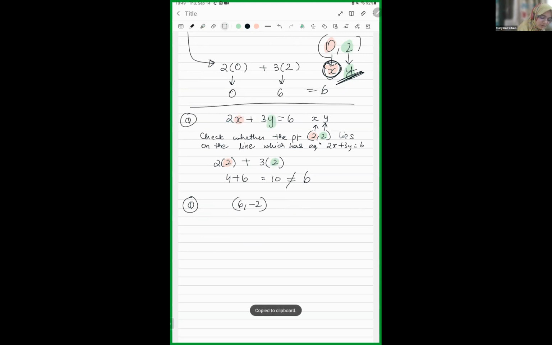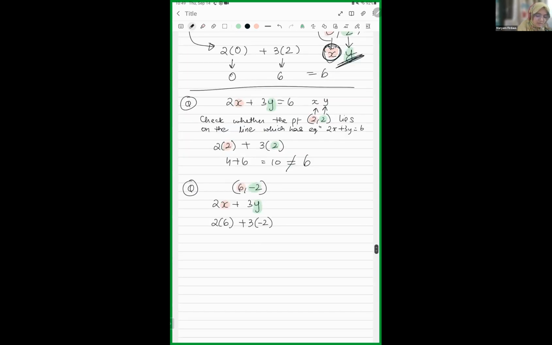in place of x, Avni, what do we have to put in order to check whether it's lying on the line or not? Yes, we have to put 6. And in place of y, what do we have to put? Minus 2. Minus 2. So what are we getting?